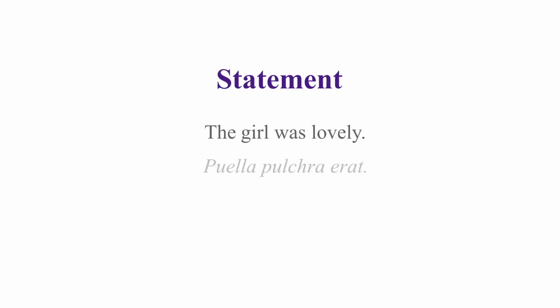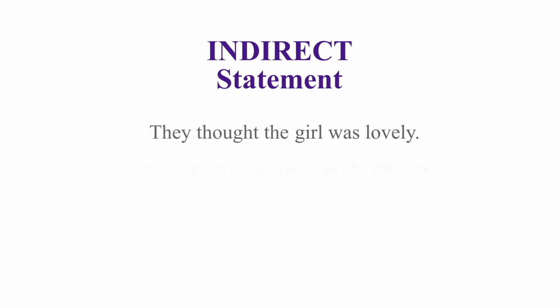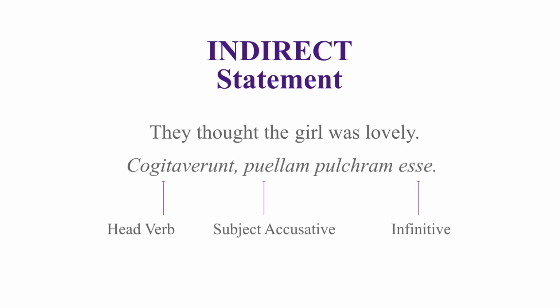Okay, let's choose another example. The girl was lovely. Puella pulchra erat. To transform this into an indirect statement is super easy. They thought the girl was lovely. Cogitaverunt puellam pulchram esse. So if you notice, what I did there was add a head verb, cogito. We transformed puella from the nominative into the subject accusative, puellam, with its modifier pulchram, and added the verb to be, esse, in the infinitive.